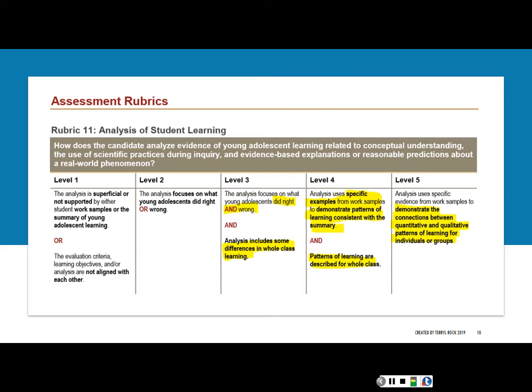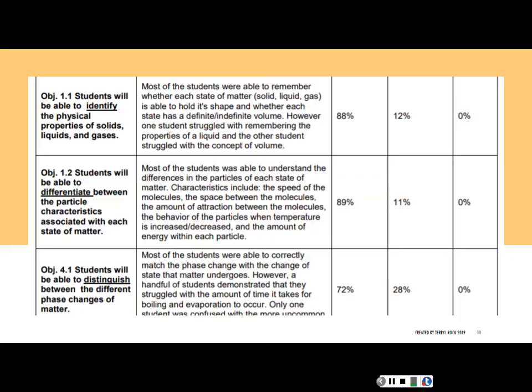Patterns of learning, you want to describe patterns of learning for the whole class. To get a 5, you're going to demonstrate connections between quantitative and qualitative patterns of learning. So, this is what one student did.